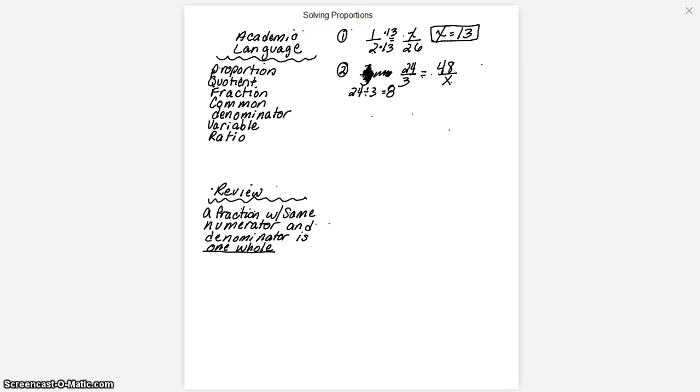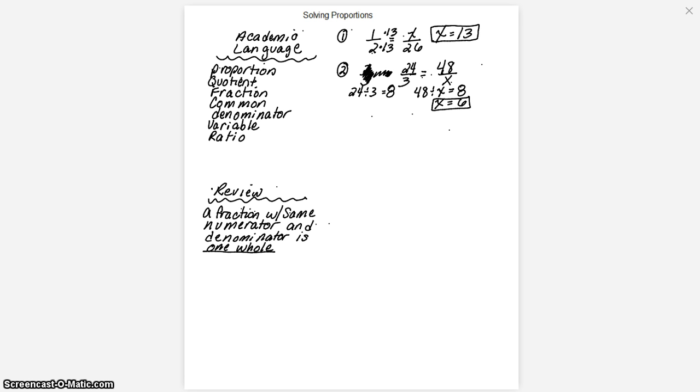Okay, the other fraction is going to have that same ratio. So if I said 48 divided by our variable, something we don't know, I know that I'm going to get 8 as the same answer, correct? So 48 divided by something is 8. We can do that in our head. That should be 6, right? X equals 6.